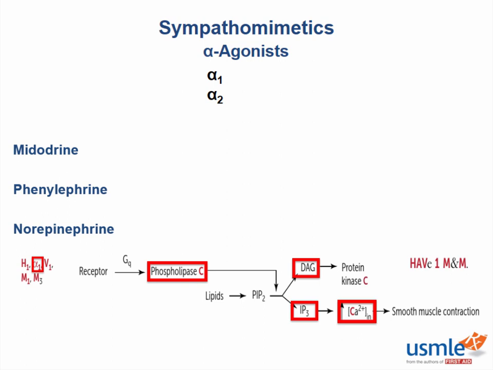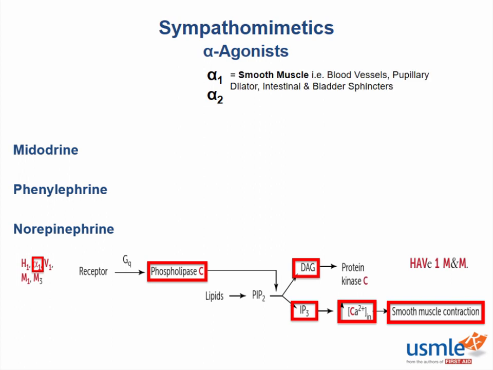IP3 triggers the release of calcium from the sarcoplasmic reticulum. This increase in intracellular calcium leads to contraction of smooth muscle. Now, alpha 1 receptors are mainly located on smooth muscle. For example, the smooth muscle cells within our blood vessels, pupillary dilator of the eye, intestines, and bladder sphincters. Therefore, stimulation of these receptors will result in vasoconstriction, mydriasis, decreased digestion, and urinary retention.